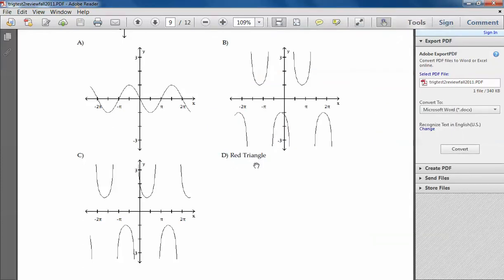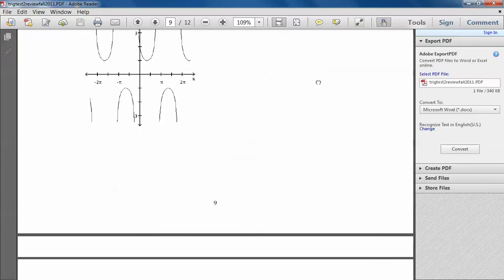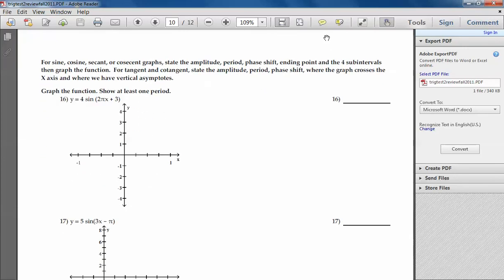The reason I changed one of the choices is because it looked too close to the other answer. It looked too close to the actual answer. So I just changed it to red triangle. Now 16 through 20 are the problems that you have to work out.